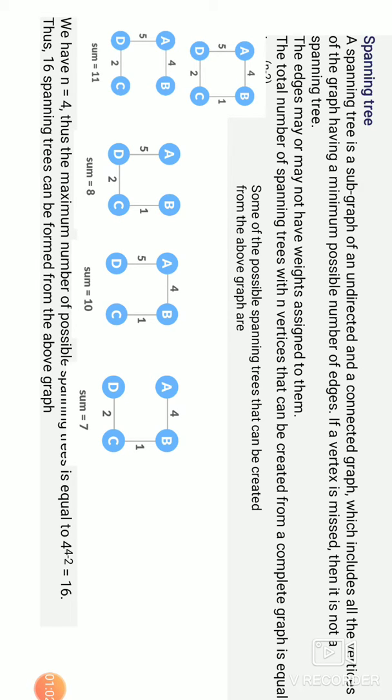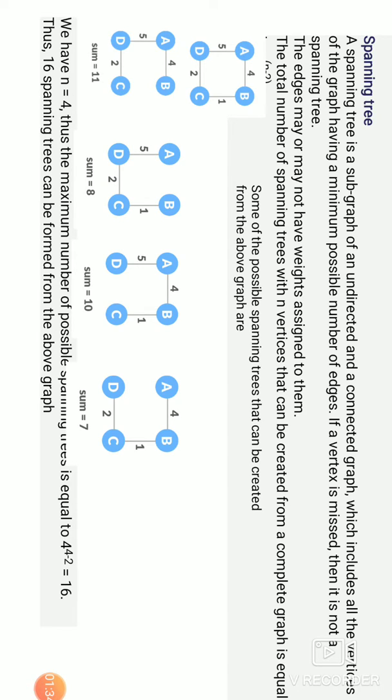And it is also very important that the spanning graph doesn't have any cycles. So a spanning graph is a subgraph of a graph which does not have any cycles and which includes all the vertices of the main graph and a few edges of the main graph. And the edges may or may not have weights assigned to them.